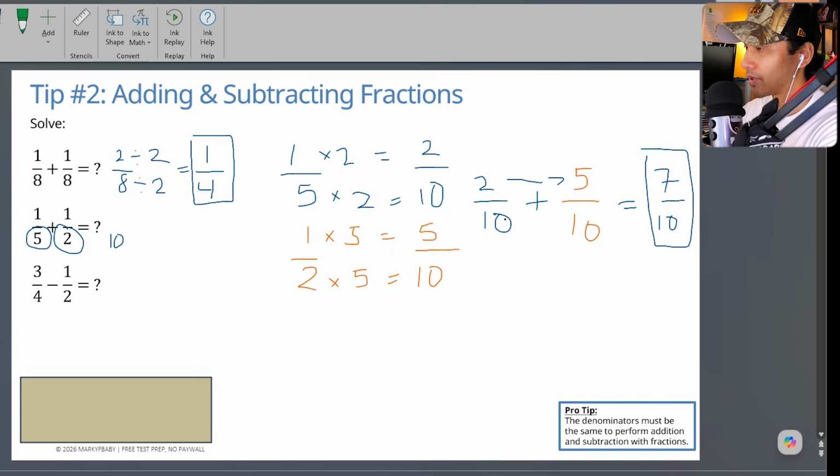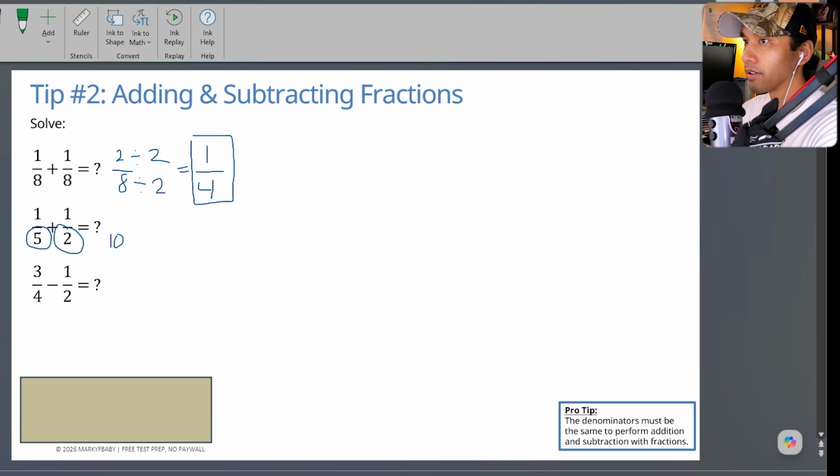Perfect. Okay? The denominators, they must be the same. We must find a common denominator. That's how we change the denominators and make them match. And then we just add across. That's it. Okay, next question.